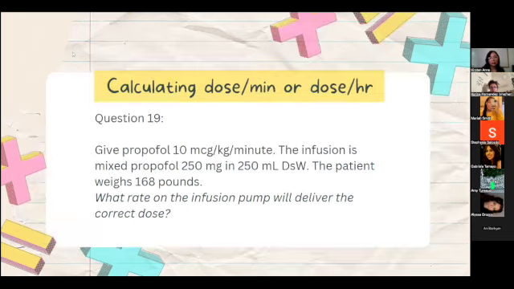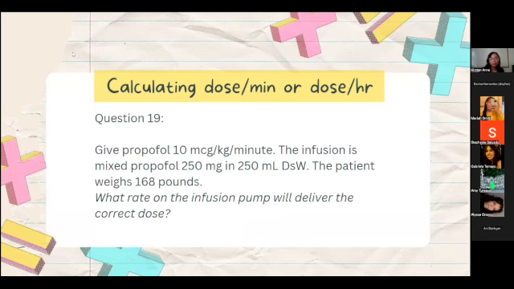Okay. And then this one, I think this is a weight-based calculation. So we have give propofol 10 micrograms per kilogram per minute. The infusion is mixed with propofol 250 milligrams in 250 ml D5. The patient weighs 168 pounds. What rate on the infusion pump will deliver the right dose? So again, it's important to read the questions because this is asking for the ml per hour.